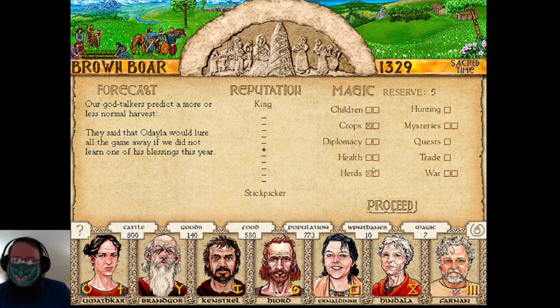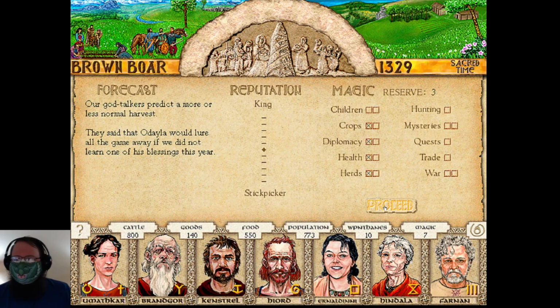Herds. Yeah, I do agree, some health. I think diplomacy? Yeah, we'll put 1 in diplomacy, so just 1 across these 4. Not following these guys.